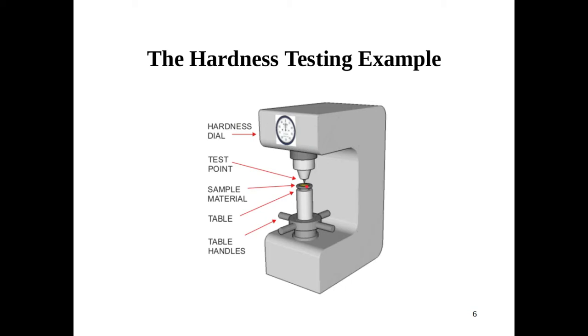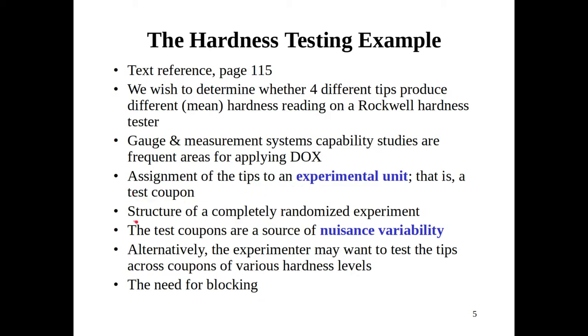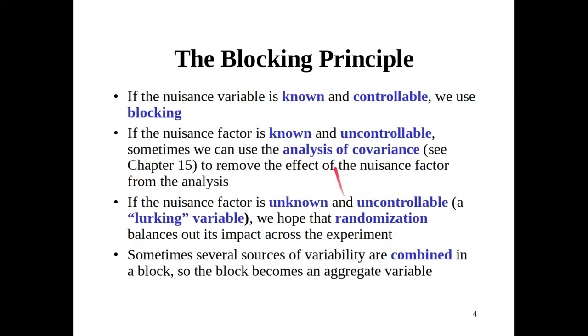So that's what makes it the randomized block design. The test coupons are a source of nuisance variability, as we said. Now, what type of nuisance factor is this? If you go back to this slide, how would you classify it?